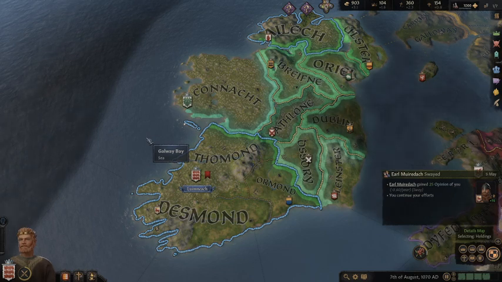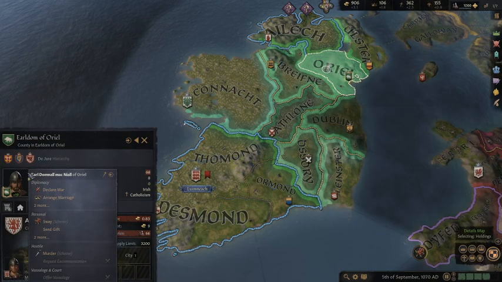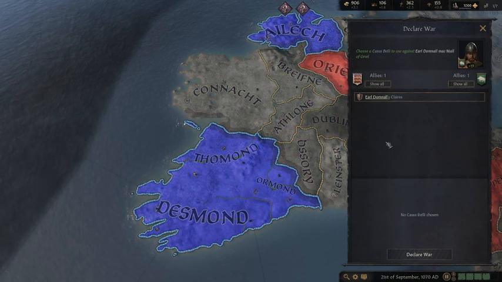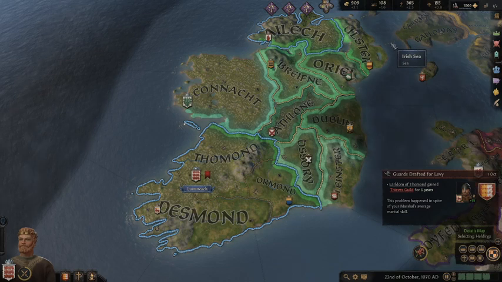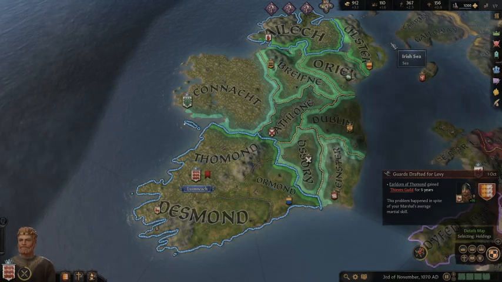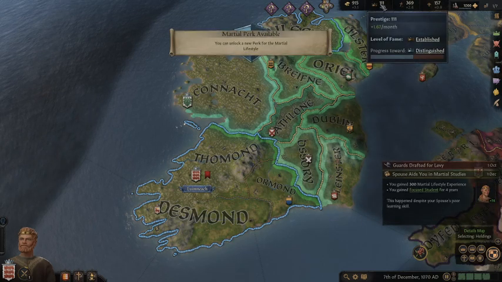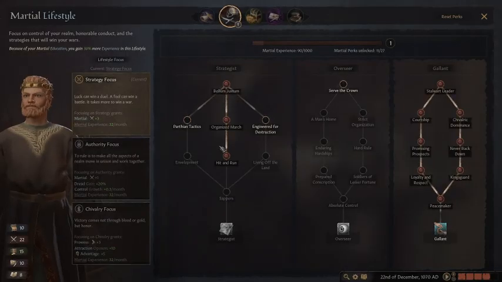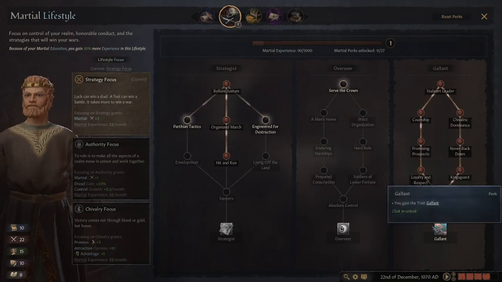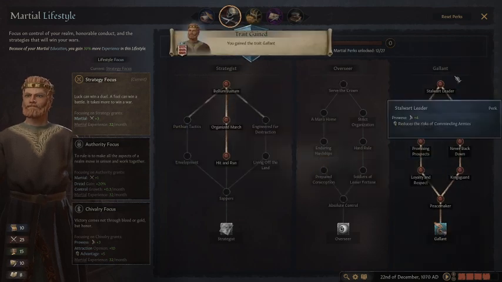Right. Should be getting fairly close to having enough prestige to go after Oriole. Okay, let's see. We need 188, so we need 80 more, which will be at most 80 more months, as we're gaining 1.86 prestige per month. But also, I just gained another perk. Yeah, I'll just go ahead and grab Gallant, now that I've got another martial lifestyle perk.